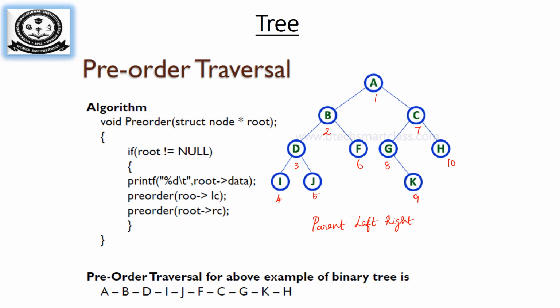The left side of C is completed. Now we will come to the right side of C. Is it a parent node? No. So you just print the H node. Finished. So the simple concept is PLR: parent, then its children. So the pre-order traversal for the given tree is A, B, D, I, J, F, C, G, K, H.